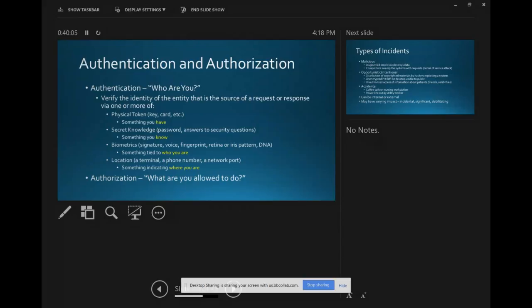Another class of factor is secret knowledge. So to get into the primary data center building, I have to have a piece of knowledge that theoretically only I know, my PIN. Same thing with you getting into your account on an ATM. You have to have something physical, your ATM card, plus some secret knowledge, your PIN.